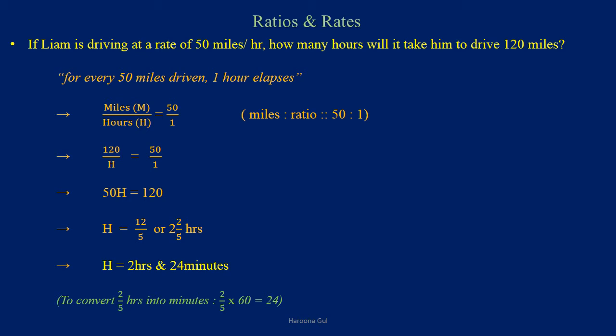If it's a multiple choice question and the answer is in fractional form, you don't need to solve for the minutes, right? Okay, let's move on to another question.